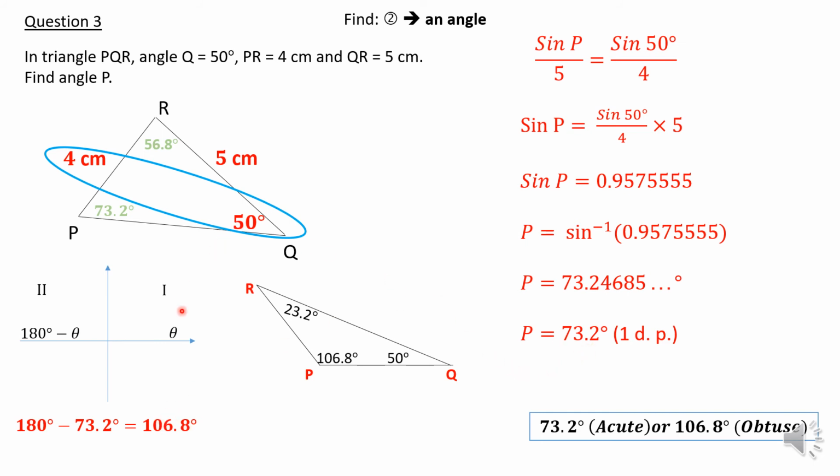But if that answer is less, like in this case 106.8, if you add 50 you get 156.8, which is considerably less than 180. When that is the case, you definitely have two solutions to the problem. The triangle can either be an obtuse angled triangle like this at P, or it can be an acute angled triangle like the diagram here on top.